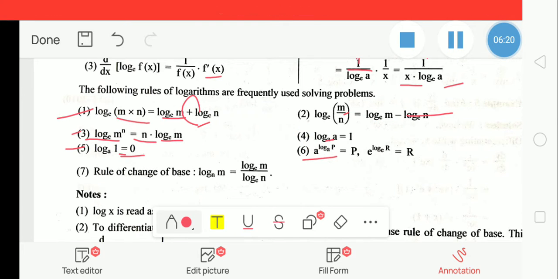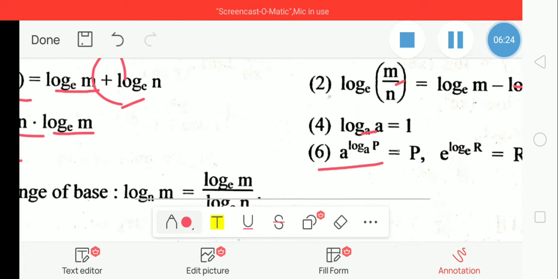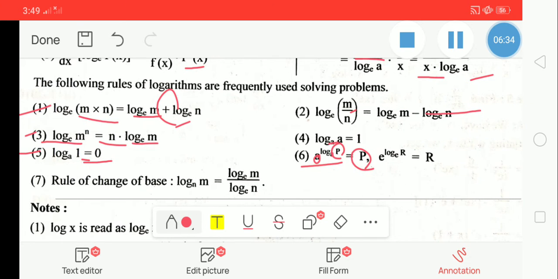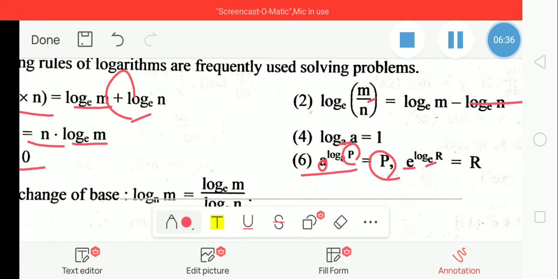And a raised to log of p to the base a: here the bases are the same, so we write only p. So this is p. Here also e and log to the base e are the same, so we write only r.